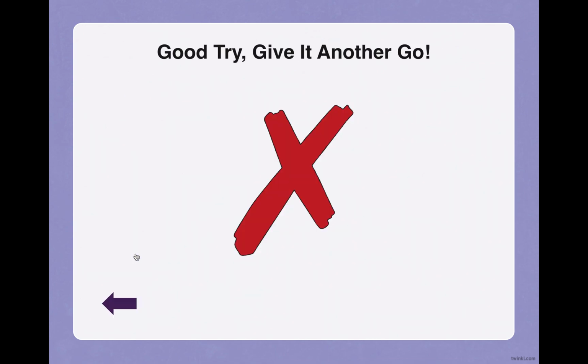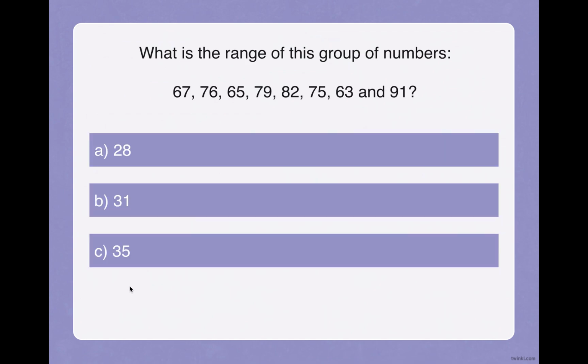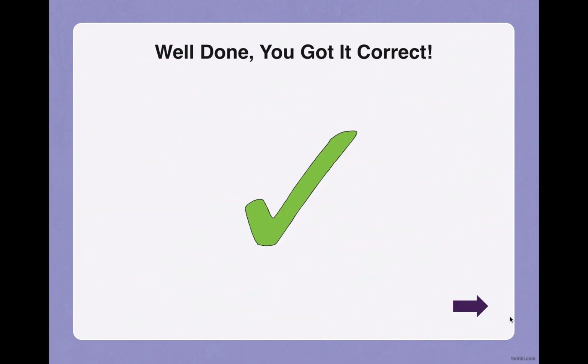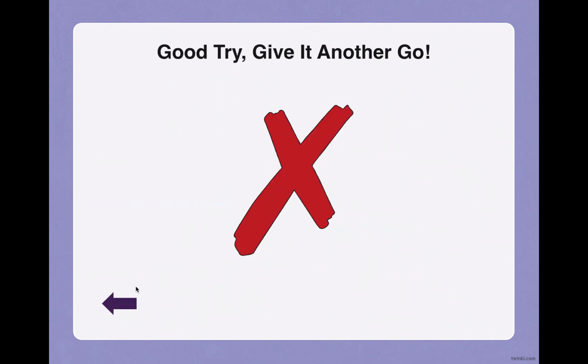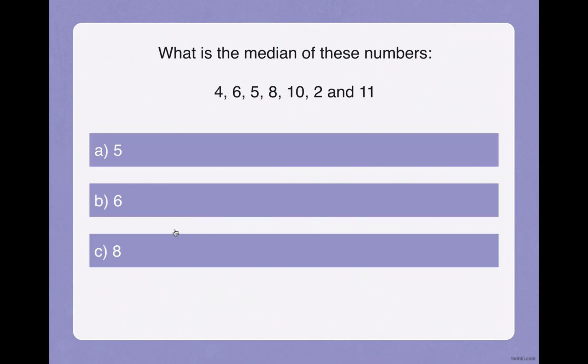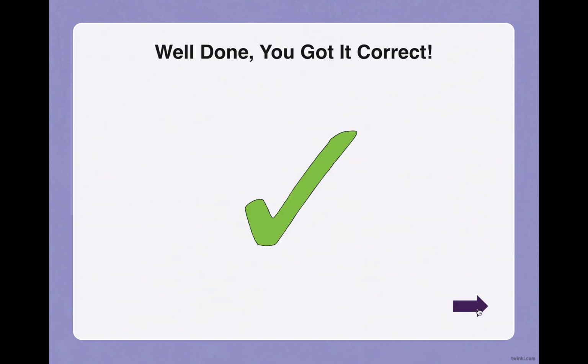So is it 35? Nope. Is it 31? Nope. So the range is 28. Now, what is the median of these numbers? Again, we have to arrange them from smallest to highest. So smallest would be 2. When we arrange them all, we get, let's see. Is it 8? Nope. Is it 5? Nope. So the median is 6.